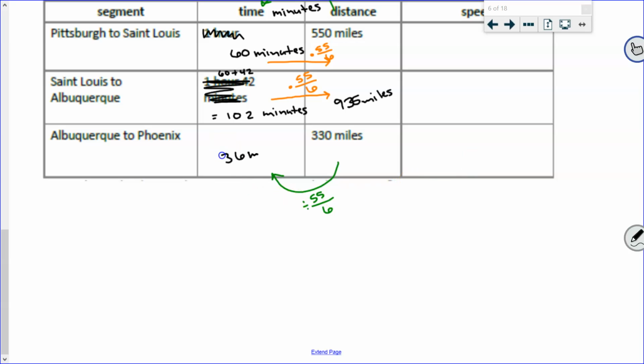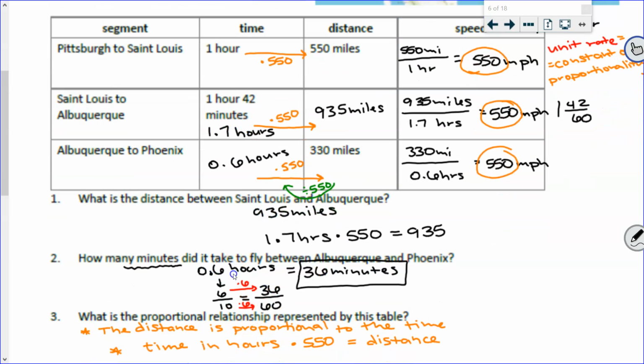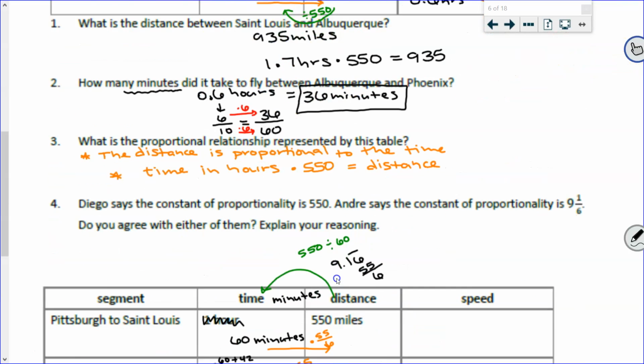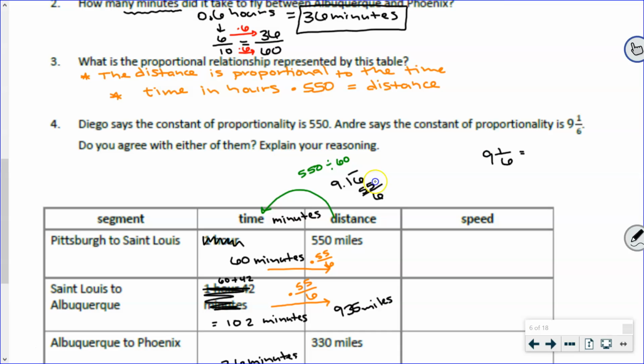36 minutes, which is exactly what we had before. Sure, up here it said 0.6 hours, but we did that work that 0.6 hours is 36 minutes. So we filled it out two ways, right? One way, we saw that the constant of proportionality was 550. Andre says that the constant of proportionality is 9 1/6. Where is that 9 1/6 coming from? Well, 9 1/6 is the same as 55/6.